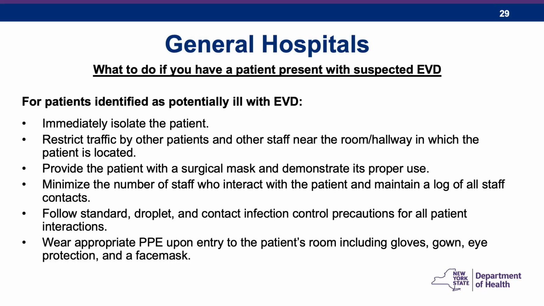Once you do identify a patient as potentially ill with EVD, either someone who is to be considered a PUI or someone that you strongly suspect will be considered a PUI, the patient should be immediately isolated, and traffic by other patients or other staff near the room or hallway where the patient's located should be restricted.